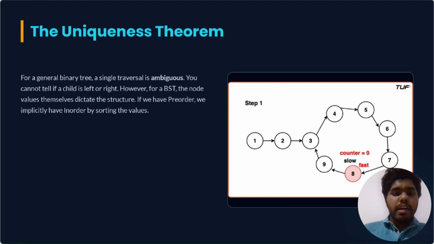But for a binary search tree, the values themselves tell us where they belong. If the next number is smaller than the root, it must go left. If it's larger, it must go right. Because of this, a binary search tree can be uniquely reconstructed using only a preorder or postorder sequence.